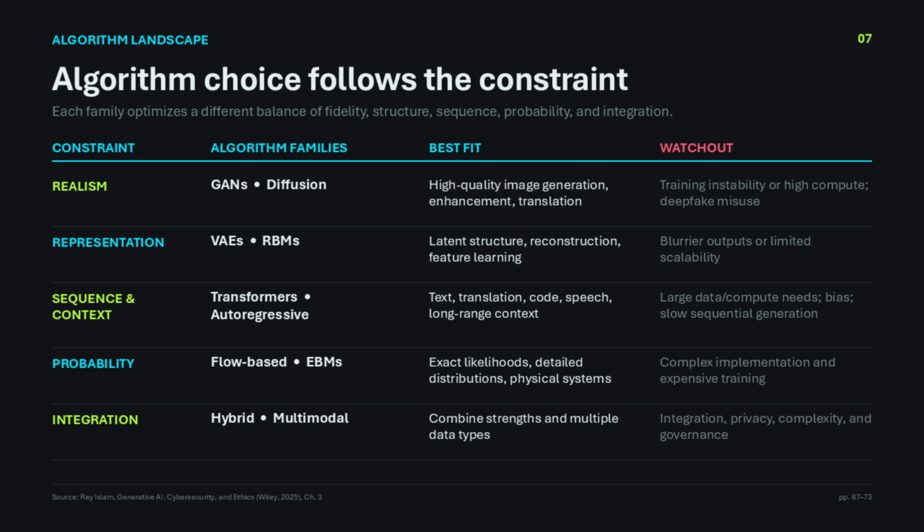harder to scale. For sequence and context, transformers and autoregressive models power text, translation, code, and speech. They are incredibly capable, but they can demand huge amounts of data and compute, and they can inherit bias. Flow-based and energy-based models matter when probability structure or physical systems are central. Hybrid and multimodal models combine strengths, but they also increase integration and governance complexity. So don't chase the trend. Start with the constraint. Realism, context, probability, compute, privacy, or control. The problem should choose the algorithm.